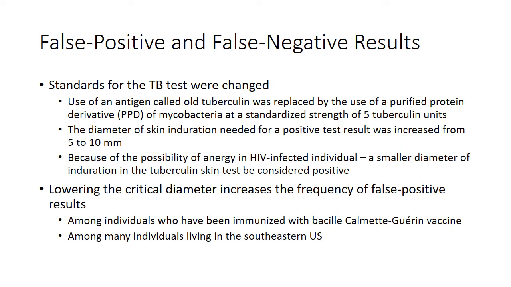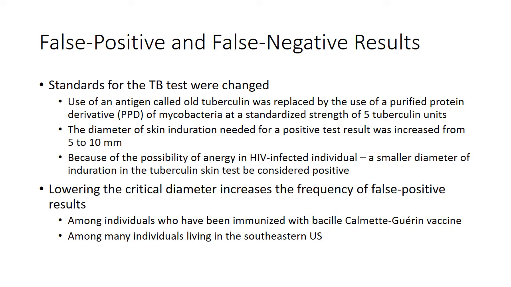That made it less likely for someone with a minor amount of induration to get a positive result. But again, considering the type of disease and the type of population, because of possible anergy in people with HIV infection, they use a smaller diameter of induration to be considered a positive result. Because we know they are going to respond differently, we have to change our thresholds for a positive versus a negative result, right? And so by lowering that critical diameter, this helps to increase the frequency of false positive results.